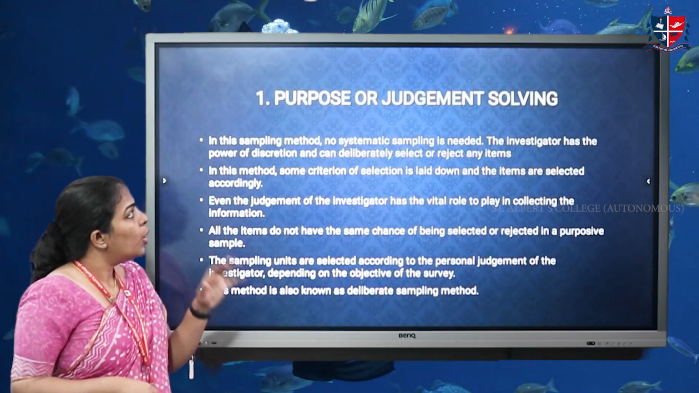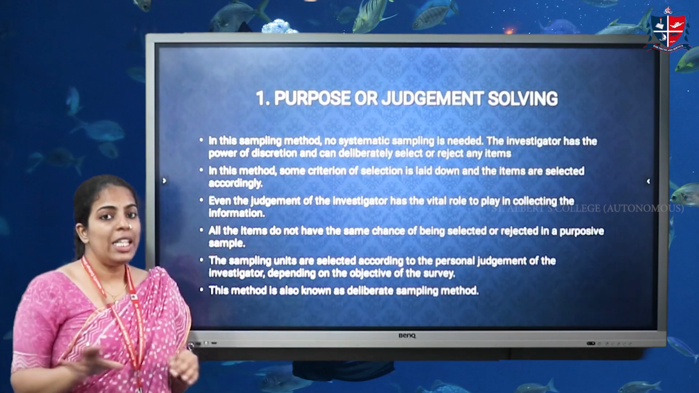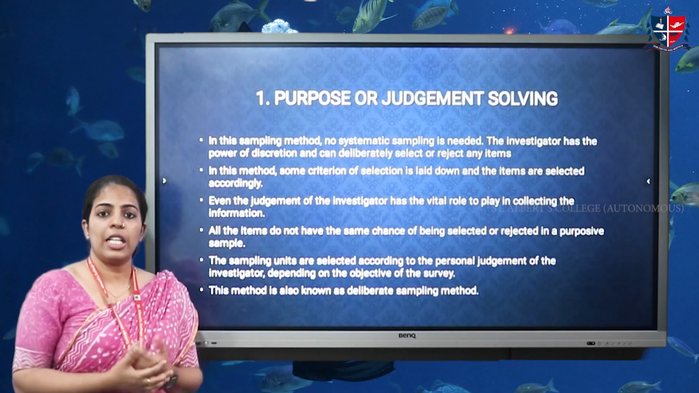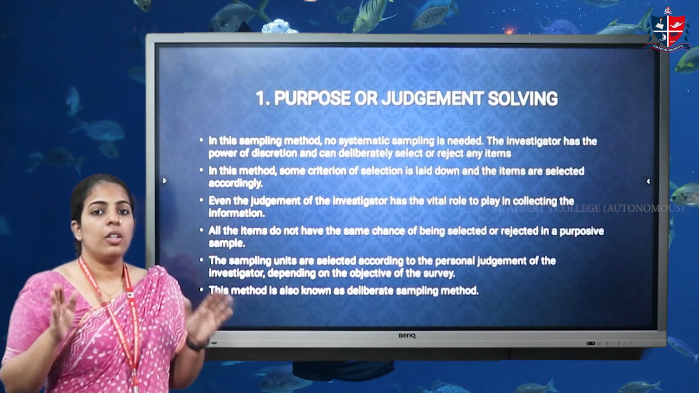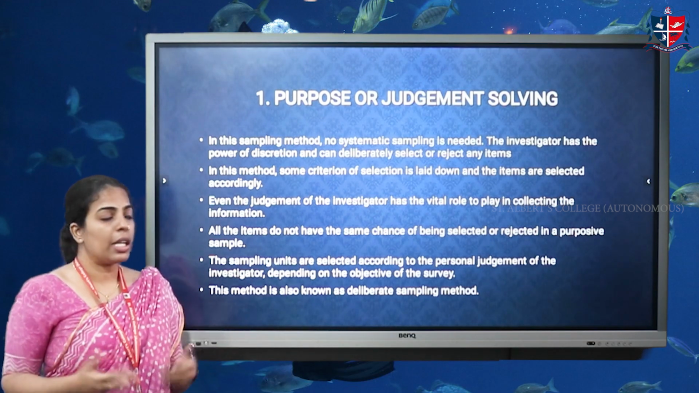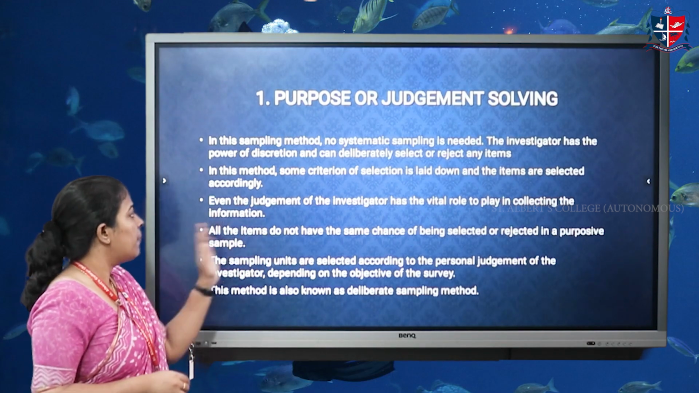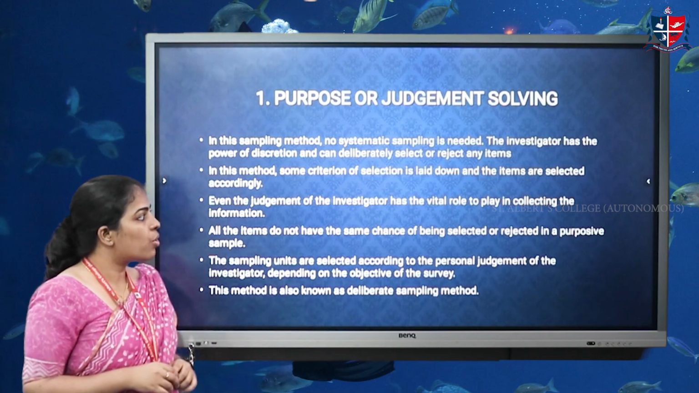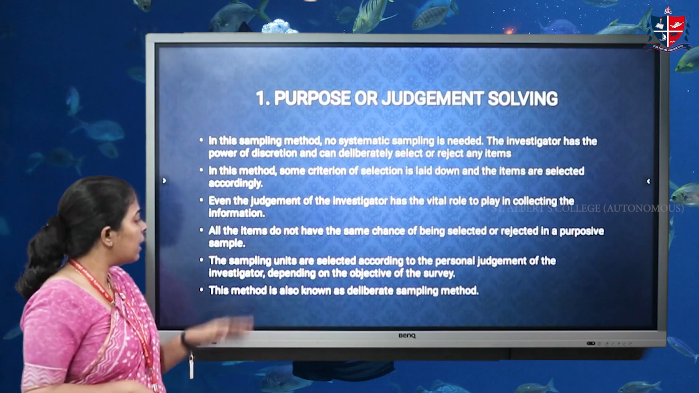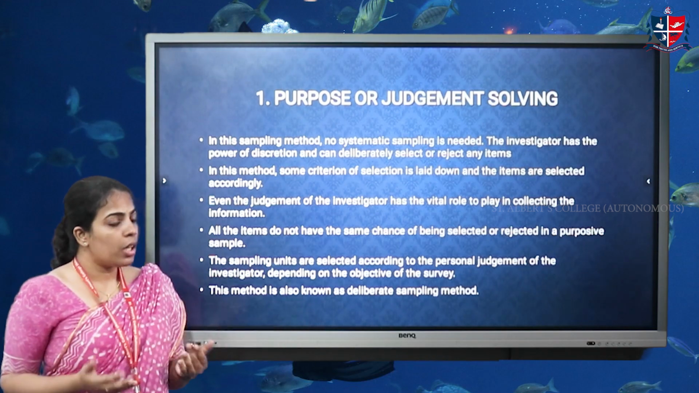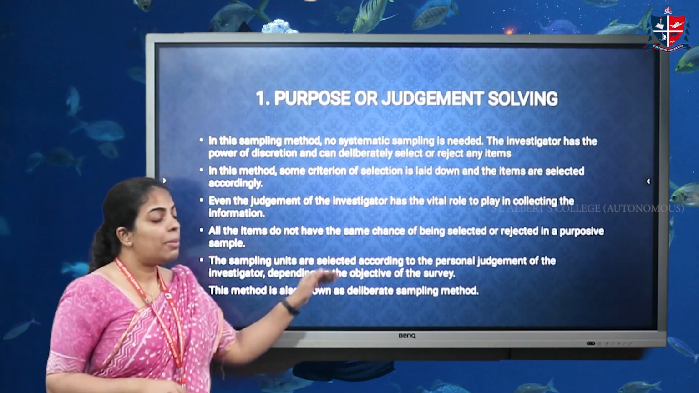In this sampling method, no systematic or random selection is done. Here, the investigator has the power to decide whether to accept or reject any kind of population or sample. It's purely dependent on the investigator's perspective and thinking ability. Some criteria of selection are laid down and the items are selected accordingly. The judgment of the investigator has a vital role in collecting the information. All the items do not have a chance of being selected or rejected in a purposive sample. The sampling units are selected according to the personal judgment of the investigator, depending on the objective of the survey. This method is also called the deliberate sampling method.